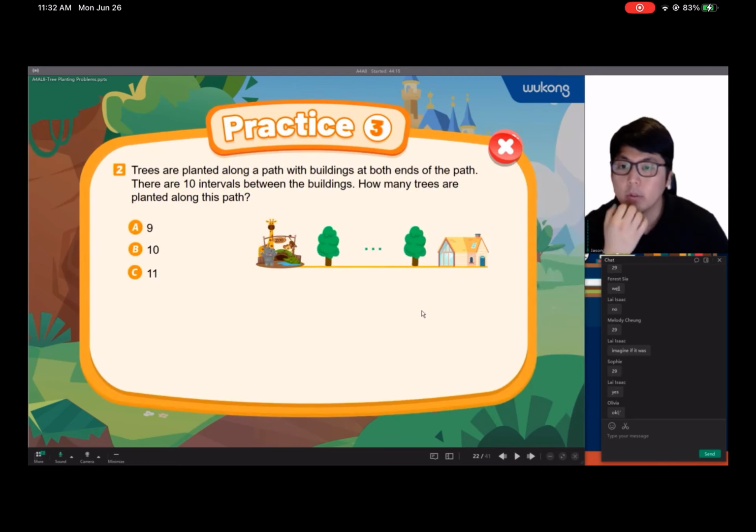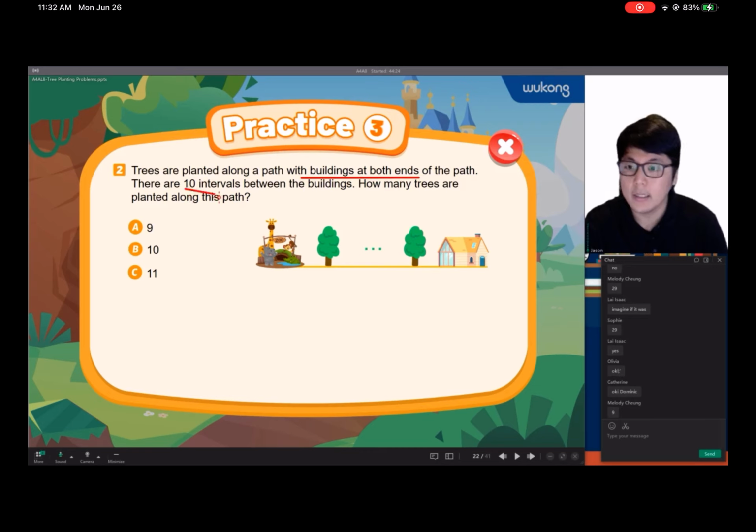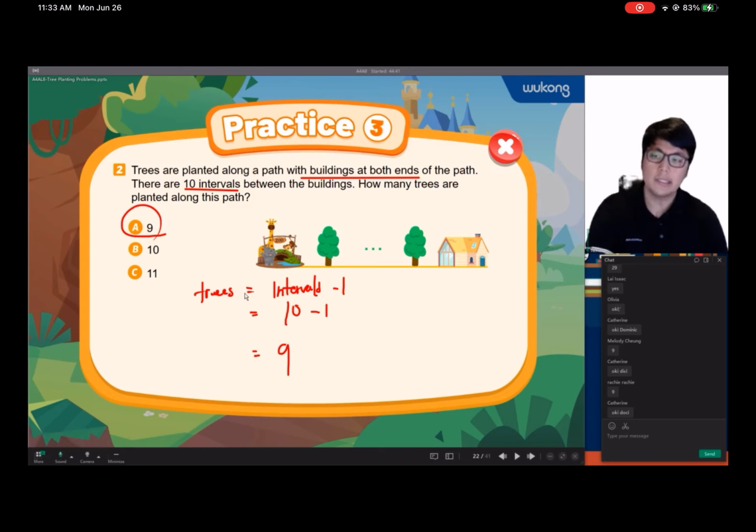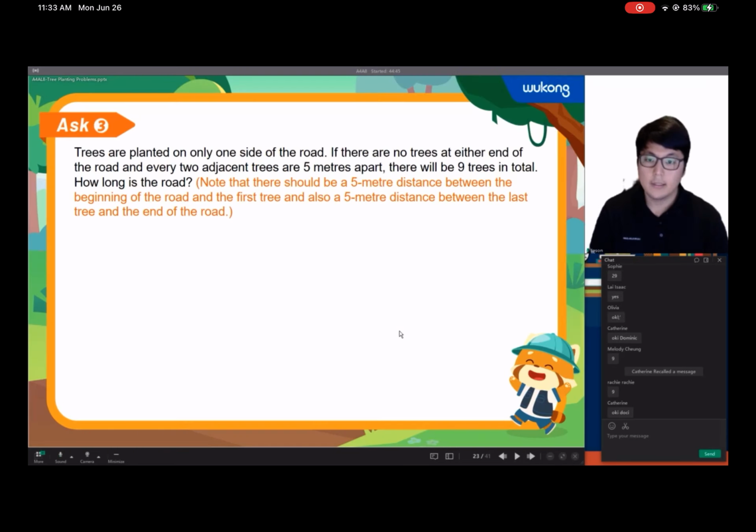So, give me my stamp. Okay, what about this one, guys? Now we have buildings at both ends. Okay, buildings, not trees. 10 intervals. Yep, now it's going to be easy. Trees is going to be intervals minus 1. 10 intervals minus 1 equals 9. So, yes, what do you say? Give me my stamp.